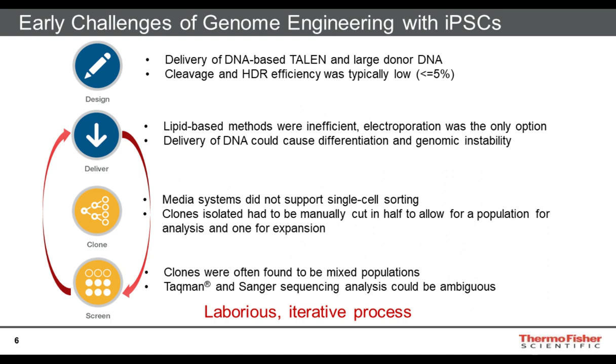But then, because of that manual picking, clones were often found to be mixed populations, and due to the fact that these populations were mixed, TaqMan qPCR assays or Sanger sequencing assays were always difficult to interpret because there were those different cell types in that clone.